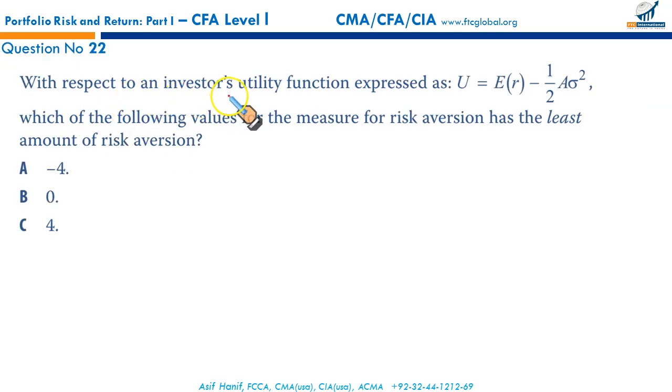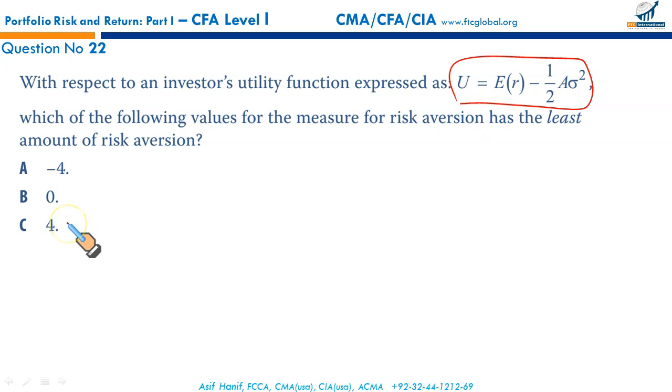with respect to an investor's utility function expressed as U equals ER minus 1/2 times risk aversion times variance, which of the following values for the measure of risk aversion has the least amount of risk aversion? Remember, a negative value in the given utility function would indicate that the investor is risk seeking, right?